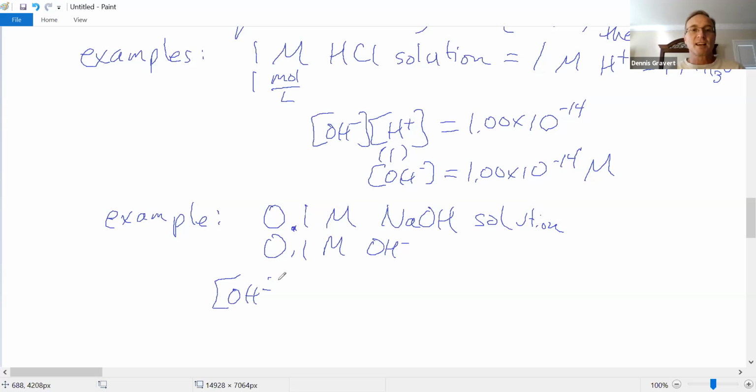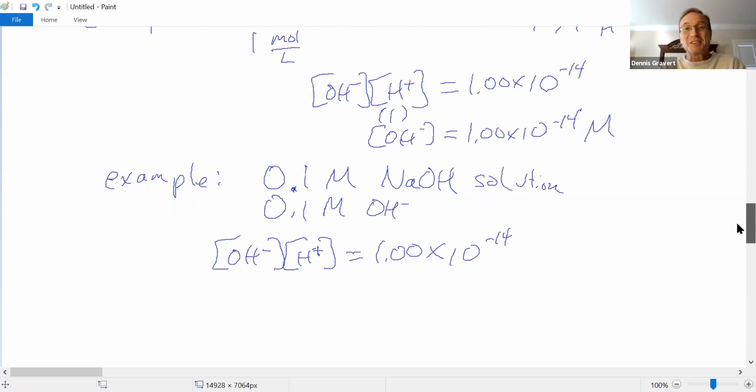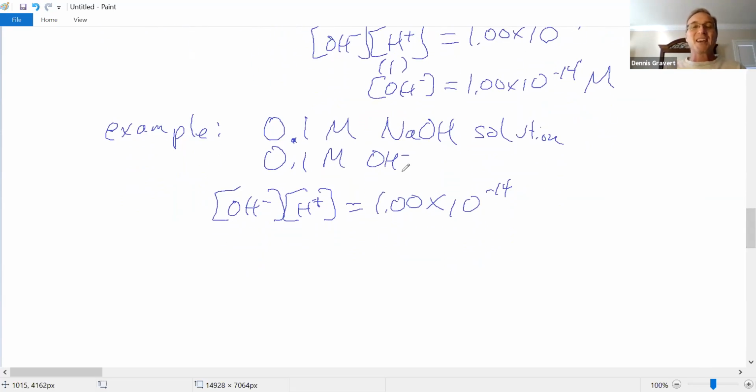So we said hydroxide ion concentration times H plus ion concentration is equal to 1.00 times 10 to the minus 14. If you use this enough, you start to memorize it, but I will give you this equation on exams, so you do not have to memorize it. You just need to be able to use it. Okay, and then for this solution, a strong base, we're told how much hydroxide ion there is. It's 0.1.